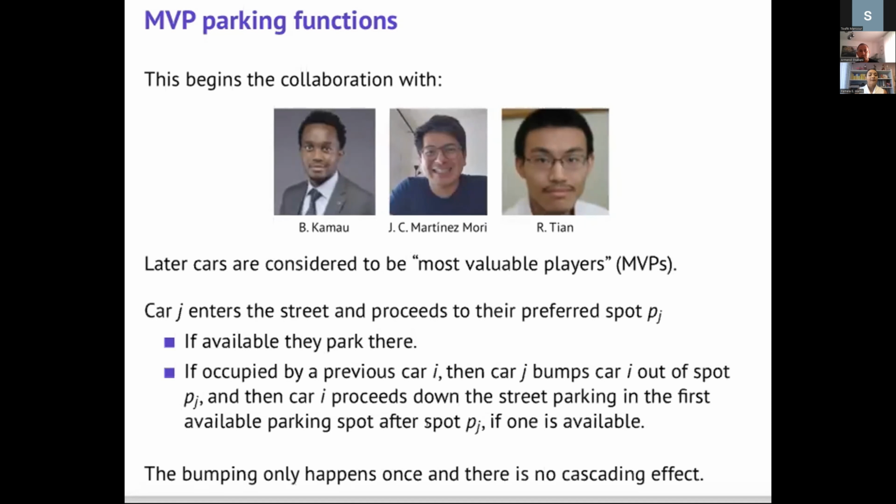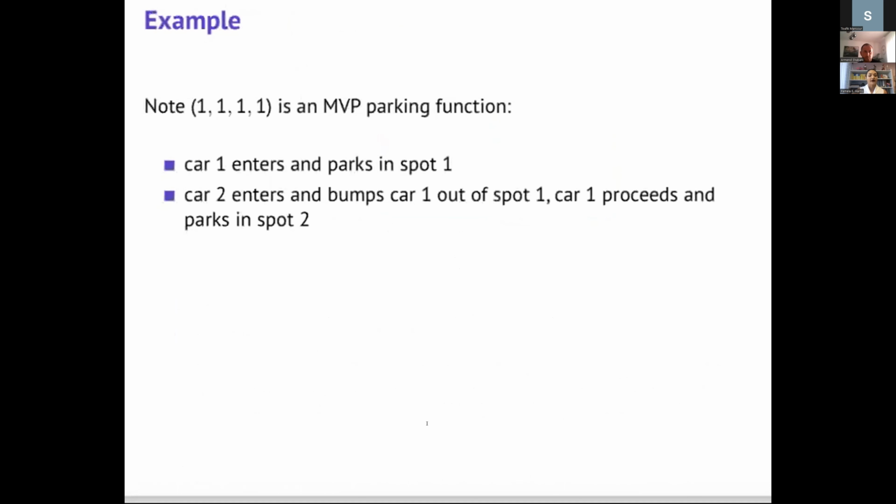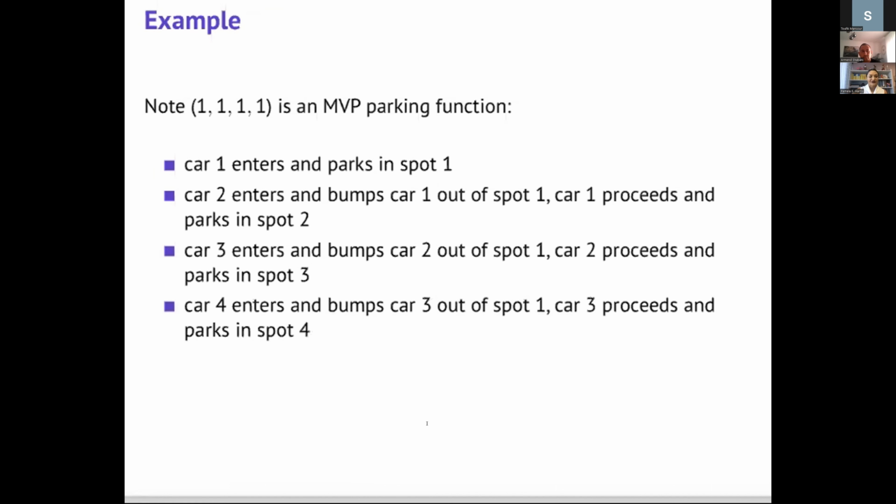And so notice that the bumping of cars does not propagate. So it doesn't mean that car I now gets to bump another car out of its preferred spot. It only happens once. And so, for example, let's look at 1111. That happens to be an MVP parking function, but notice what happens. Car 1 enters the street and parks in spot 1. Car 2 enters the street and bumps car 1 out of its preferred spot, and now car 1 parks in spot 2. Car 3 enters the street, bumps car 2 out of its preferred spot, and then car 2 parks in spot 3. Car 4 enters and bumps car 3 out of its preferred spot, and then car 3 proceeds all the way to the end of the street, parking in the fourth spot. So cars 1, 2, 3, and 4 park in the order 4, 1, 2, 3, respectively.